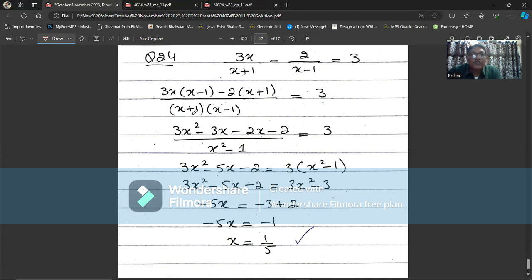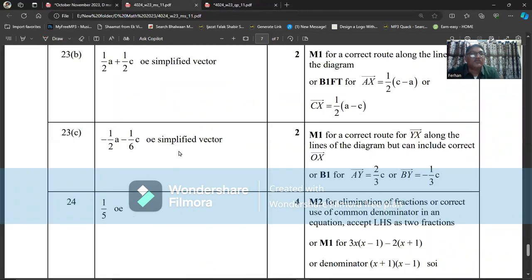So this will become x squared minus 1. This will become 3x squared, and this will become minus 3x. This will become minus 2x minus 2. So you will have 3x squared minus 5x minus 2 is equal to 3 into x squared minus 1. You will have 3x squared minus 5x minus 2 equal to 3x squared minus 3. This and this will be cancelled. So you will have minus 5x equal to minus 3 plus 2. Minus 5x will be equal to minus 1, and minus will be gone, cancelled. So you will have x equal to 1 by 5. So x will be equal to 1 by 5.